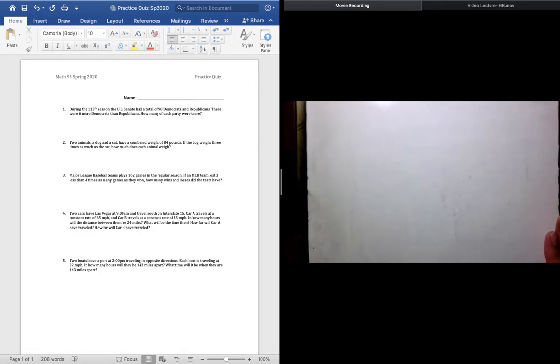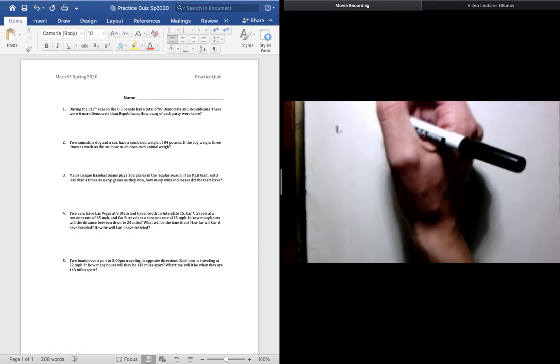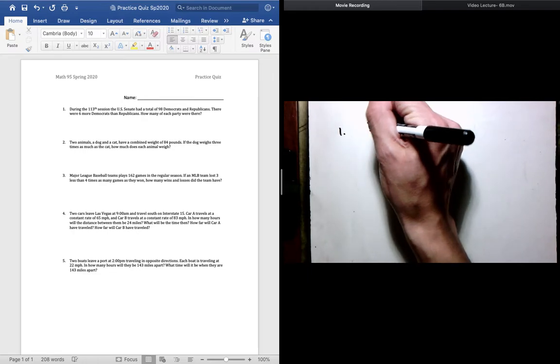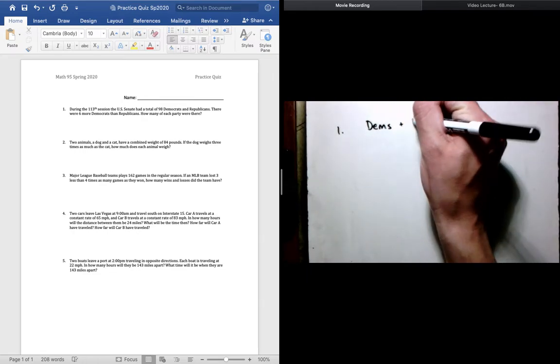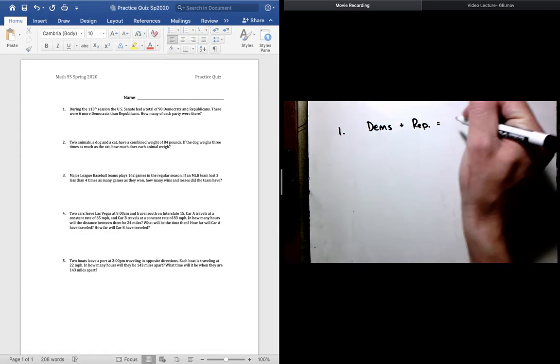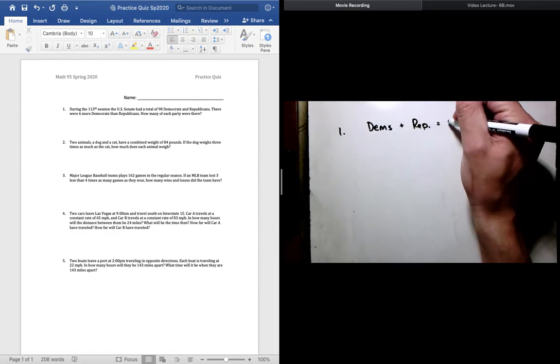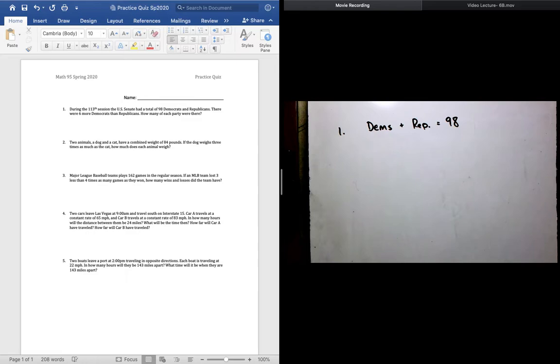So we wanted to look at these word problems, and like I said, the main thing I want to do is look at the labeling of the variables. So let's start with number 1. Number 1 told us during the 113th session, the U.S. Senate had 98 Democrats and Republicans total. So from that sentence, I know something like Dems plus Republicans is equal to 98. Then they gave me another sentence in here that said something like, there were 6 more Democrats than Republicans. How many of each party were there?